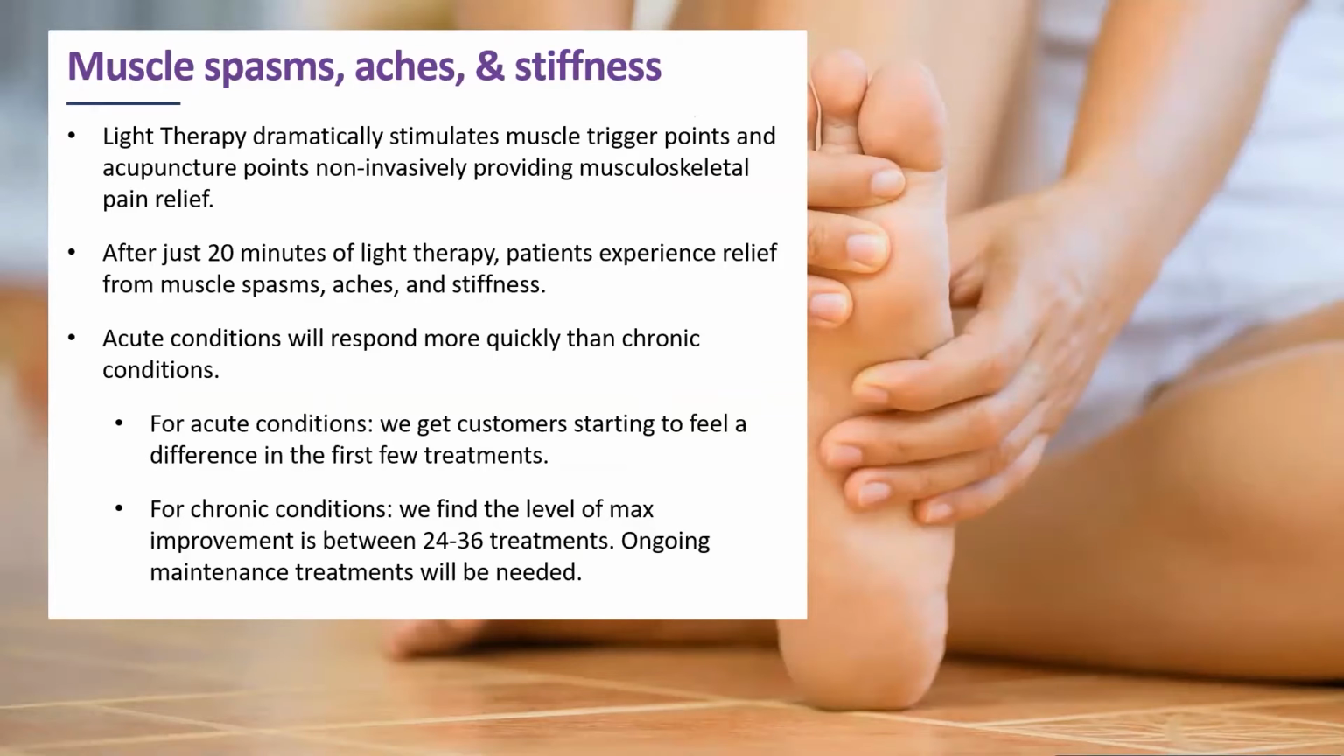In terms of acute, we often have patients feeling better in the first couple of treatments, many times in that first treatment. In terms of chronic conditions, maximum improvement, depending on your conditions, could take up to 24 to 36 treatments, and then we have a maintenance treatment thereafter. Now remember, at home treatments, we can treat up to twice a day, so we can get to this level of 24 to 36 treatments within a few weeks.